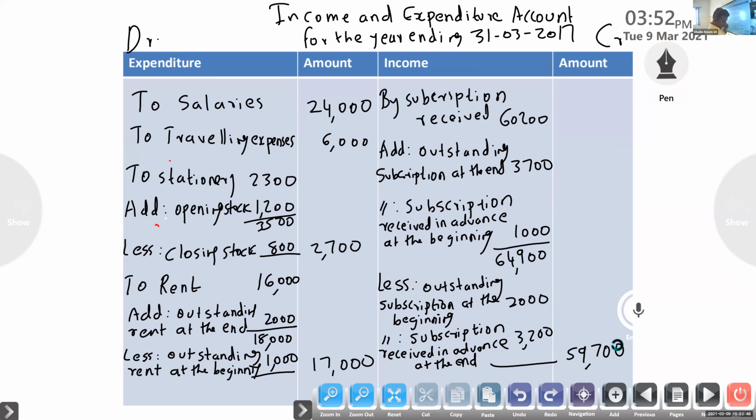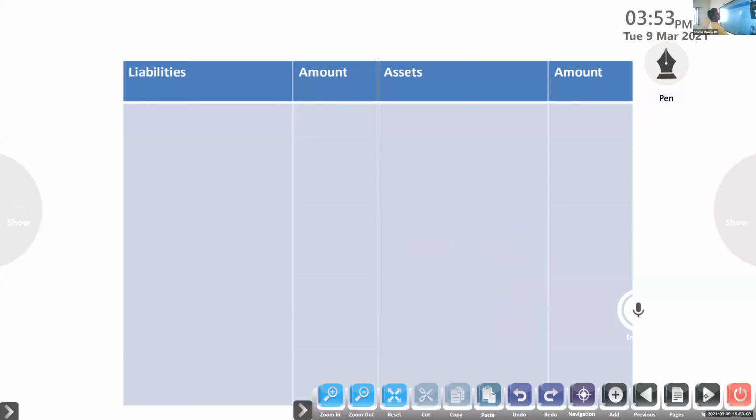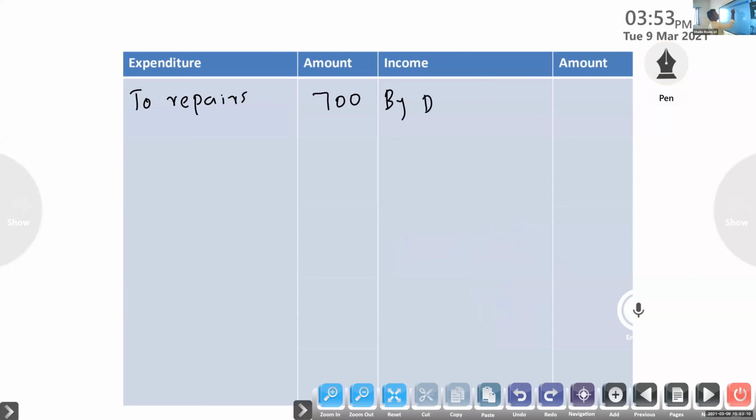Now next item, after subscription, donation. No other adjustment. So it will come on the income side: by donation, 3,000. Next, sale of furniture: book value 6,000, sold value 4,000. So loss is there.